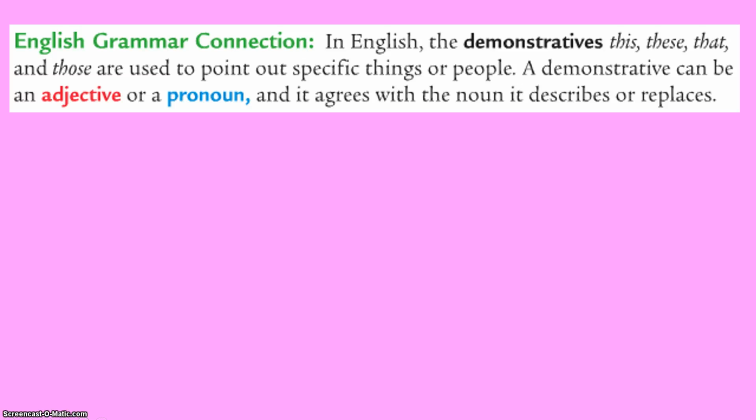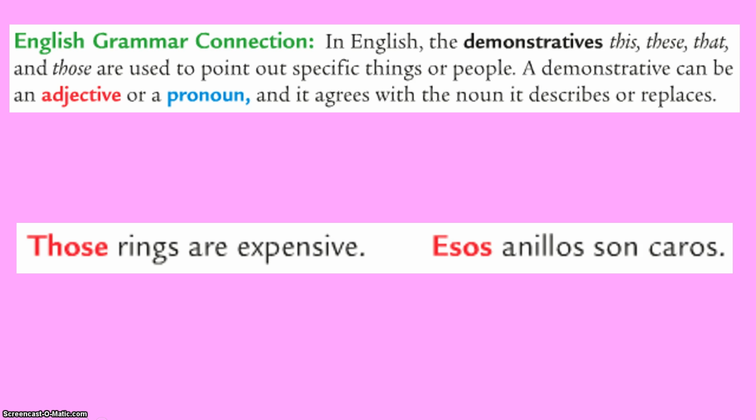So now that we've talked about what a demonstrative is, a demonstrative is the fancy word for words like this, these, that, and those, used to point out specific things or people. We need to realize that a demonstrative can actually be an adjective or a pronoun, and it's always going to agree with the noun that it's describing or replacing. For example, in the sentence, those rings are expensive, in Spanish I say, esos anillos son caros, and you will hopefully notice that anillos ends in os, so it's masculine and plural. So my esos is also masculine and plural.